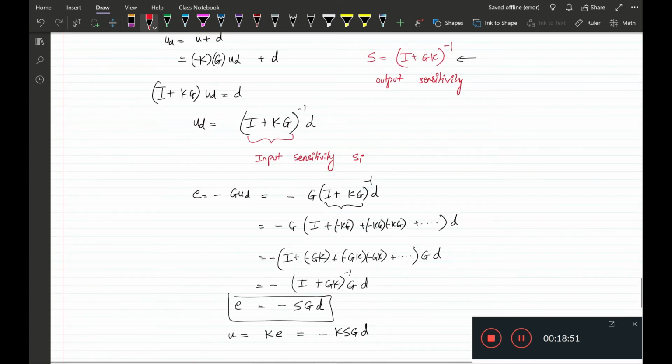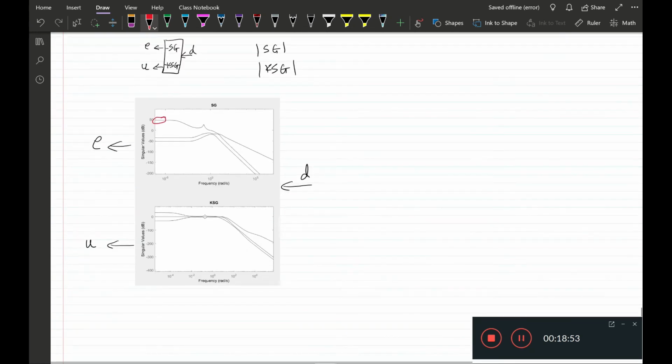So this D, which is a step in our case, that is being injected at the input as a disturbance, is causing high oscillations because of this.